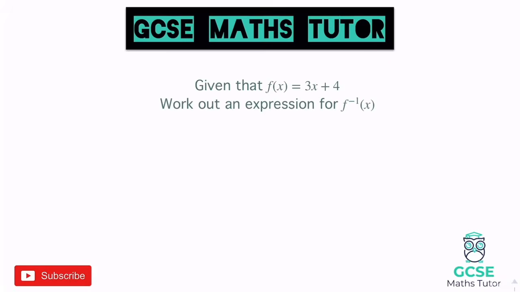There we go. So the inverse function of x just means essentially what is the opposite or the reverse of this function. Now, the function at the moment, 3x plus 4, just means that whatever number you put in, it gets multiplied by 3 and then you add 4.